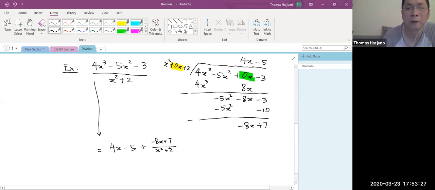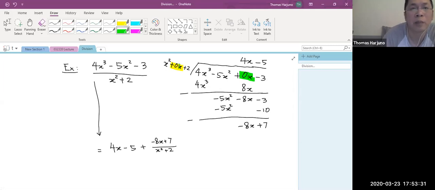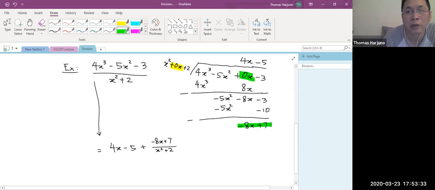You are right that we usually call this the remainder. This is what we call the remainder. But that's why I say the remainder over the divisor. Okay.